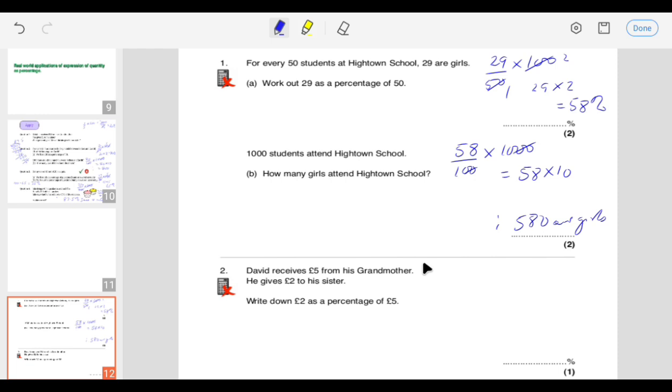The second question says, David received £5 from his grandmother. He gives £2 to his sister. Write down £2 as a percentage of £5. So in this case now, the part is 2, the whole is 5. So we multiply by 100. If we reduce this, we also reduce this. This will be 2, that's 20. And we're going to be left with 2 times 20. Our final answer will be 40%. So David gives 40% of the money given to him by his grandma to his sister.